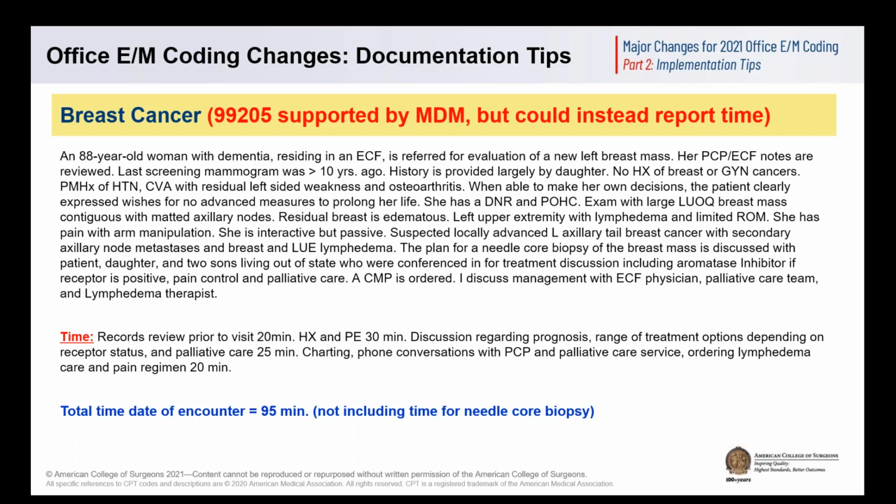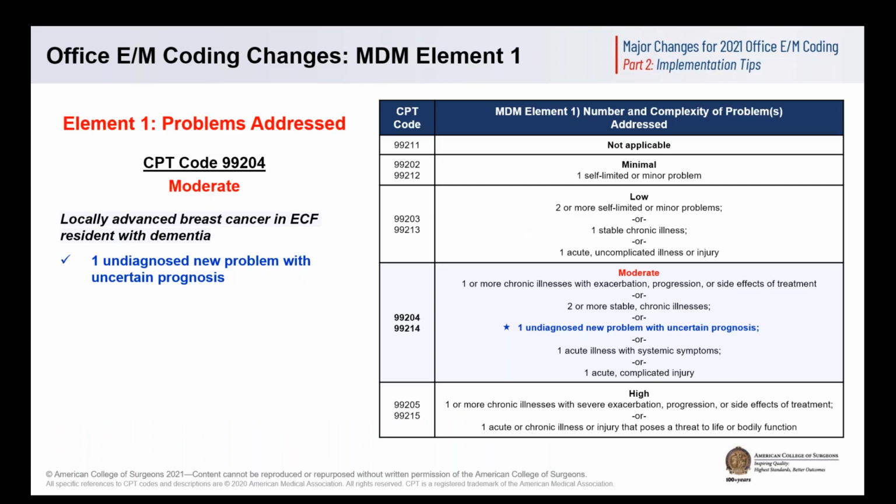And then you have a specific time designation for the amount of time at each code level. And this code, since it's extra time, you start moving into the prolonged services category. Next slide. So you meet a moderate level because it's an undiagnosed new problem with uncertain prognosis. Although she has some health problems, they really aren't at the level that you meet the criteria of 5. Next slide.